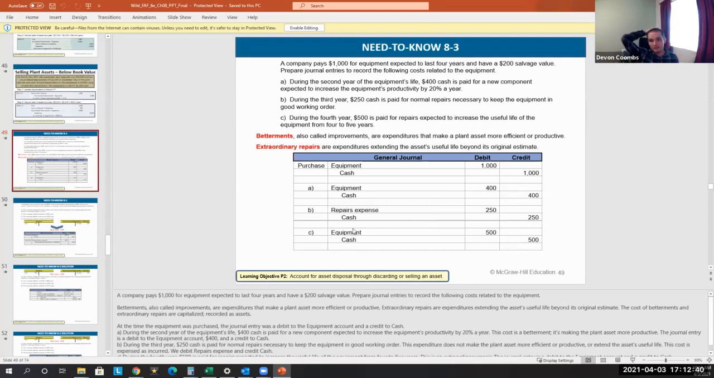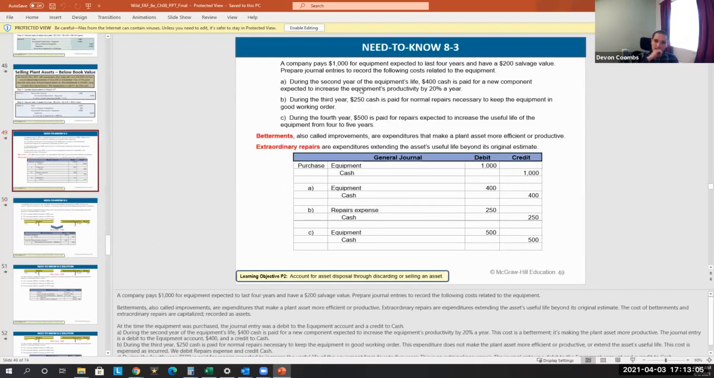And then C, equipment of 500. During the fourth year, 500 is paid for repairs that are expected to increase the useful life. So maybe we get a new engine in the car. We're going to capitalize that, so we're going to add it to our equipment. That's going to increase our depreciable base and increase how much our depreciation expenses over the life, right? So it's the difference of timing of when we're recognizing these expenses.